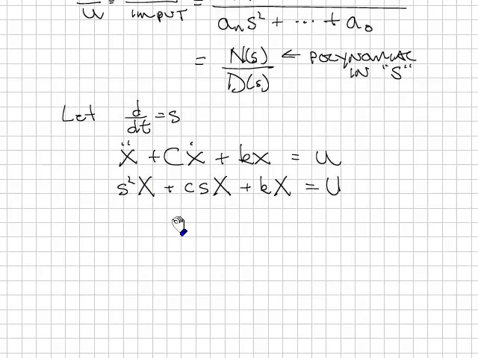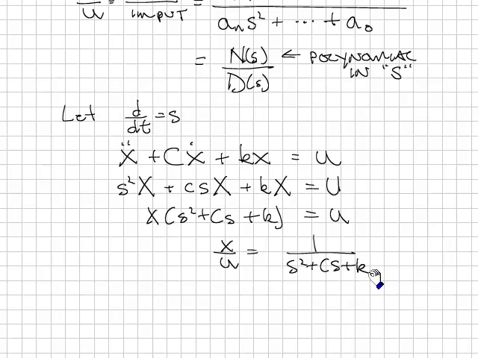Continuing on here, we can write X times s squared plus c s plus k is equal to U, and the transfer function X over U is equal to 1 over s squared plus c s plus k.